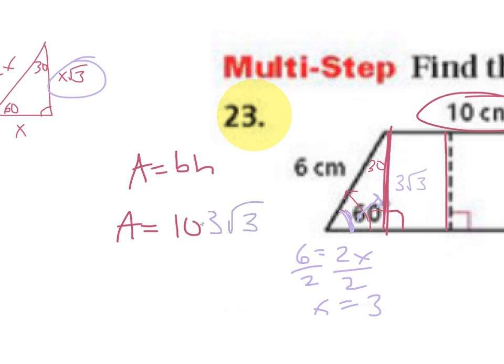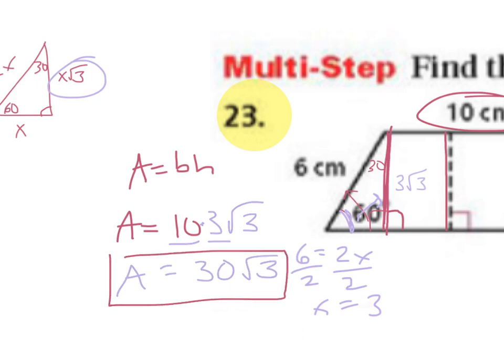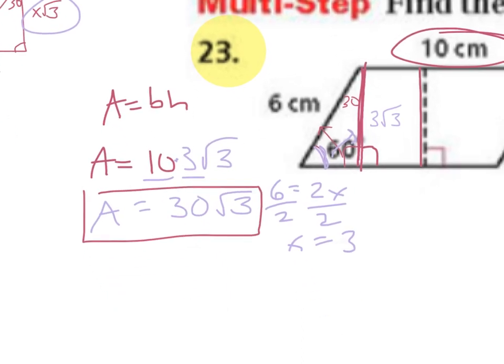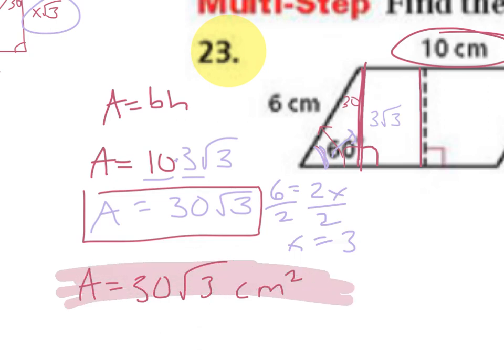Now when multiplying these two together, all we do is multiply the numbers out front, and that radical stays at the end. So our area is equal to 30 square root 3, and this is our final answer. Actually, we would need the centimeters squared. So 30 square root 3 centimeters squared. Since we're finding the area, our answer has to have that centimeters squared.